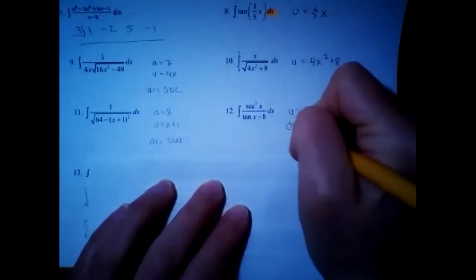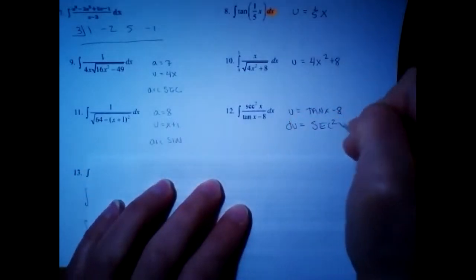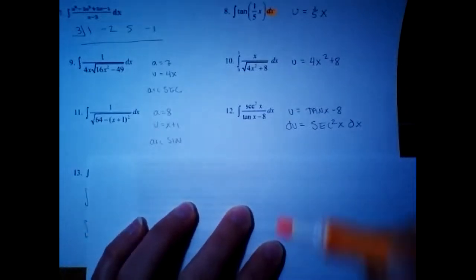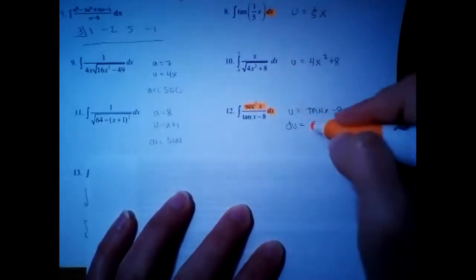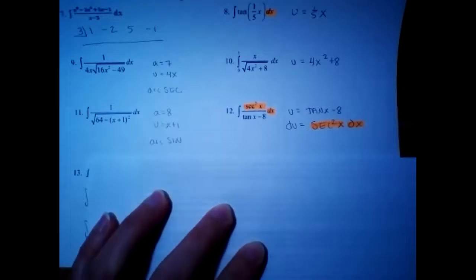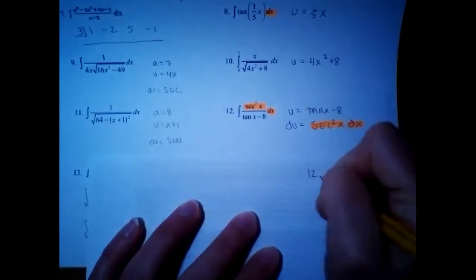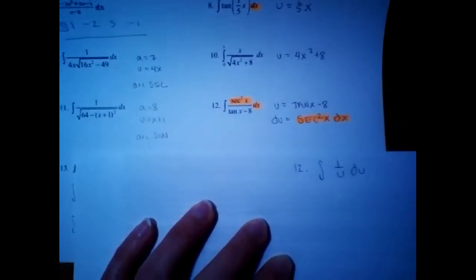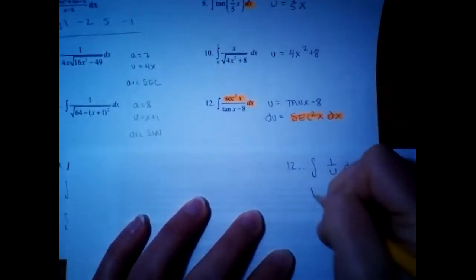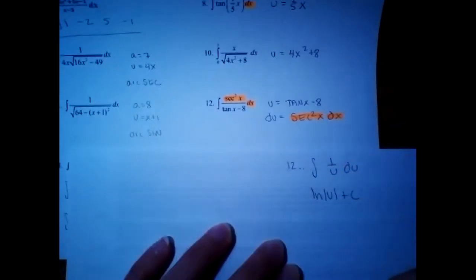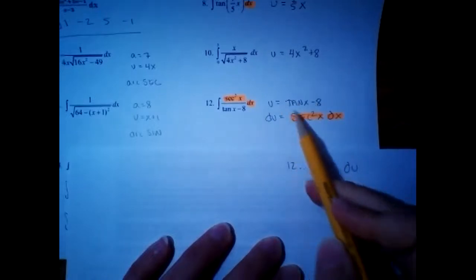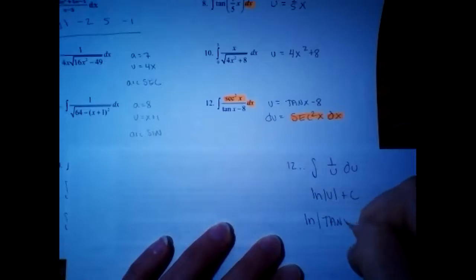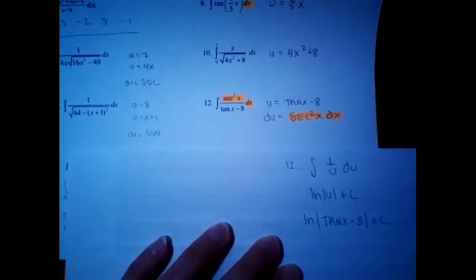So the derivative of tangent is secant squared. 8 is a constant, so that's gone. There's no adjustment, that's it. So we're replacing secant squared of x dx, and what's left is 1 over u du. And so that antiderivative is ln. Then you just have to put this statement back in for u. So ln of tangent of x minus 8 plus c.